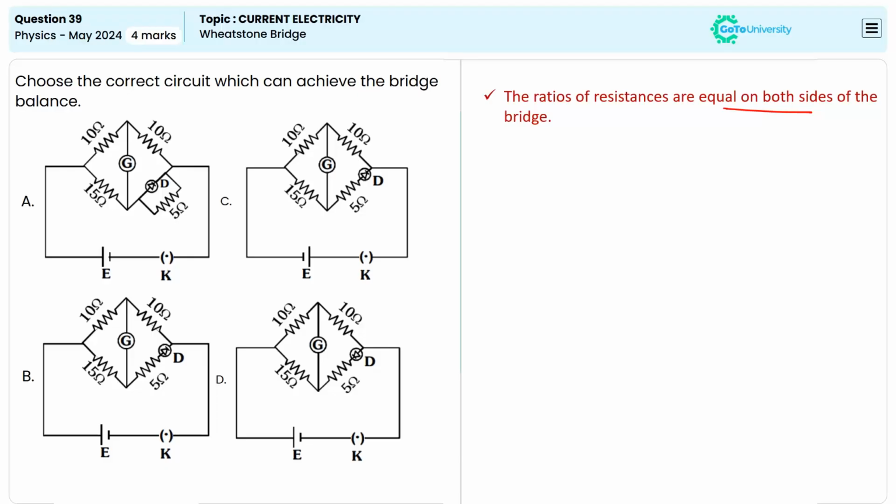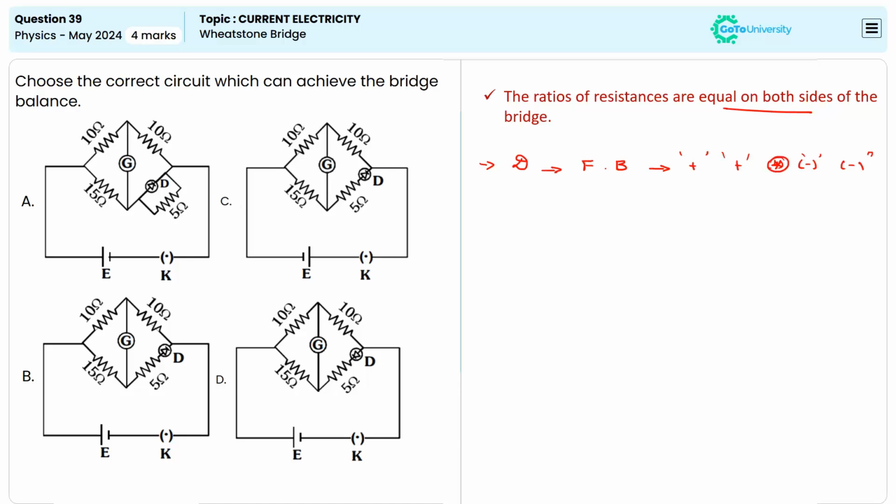So in the options, there are four circuits. They have a resistor and a diode. It's known that a diode is a device which will work only under the forward bias condition, which means when the positive terminal of the battery is connected with the positive terminal of a diode, or else the negative terminal of the battery with the negative terminal of the diode.